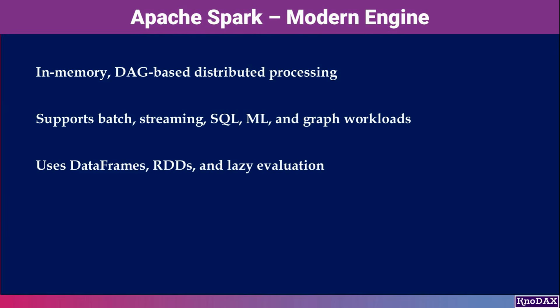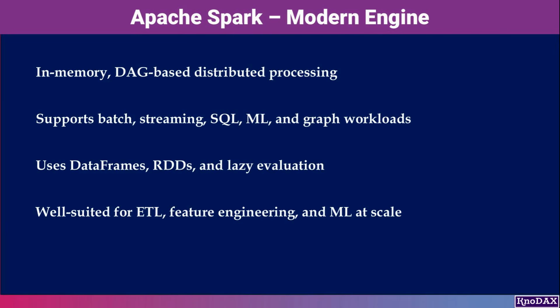At the core of Spark's usability are DataFrames, RDDs, and its lazy evaluation model, which optimize execution plans and make large-scale processing both efficient and developer-friendly. Because of these strengths, Spark is exceptionally well-suited for ETL pipelines, feature engineering, and machine learning at scale, which is why it powers many of today's cloud-native data platforms, including those on AWS. Spark truly represents the next generation of distributed data processing.